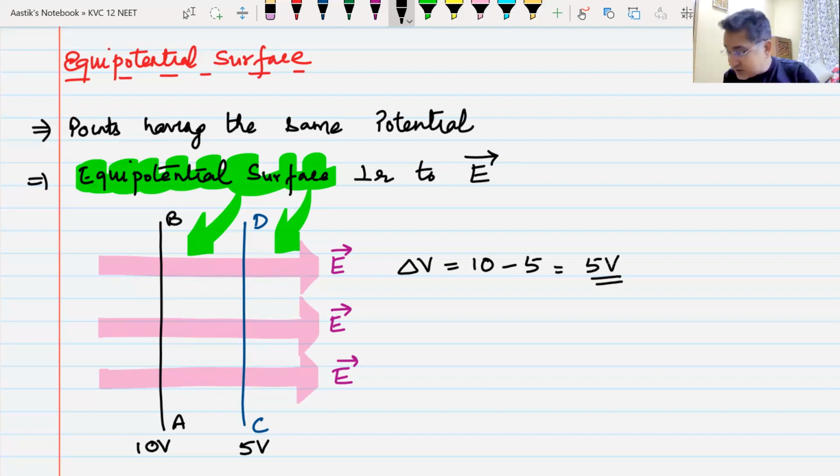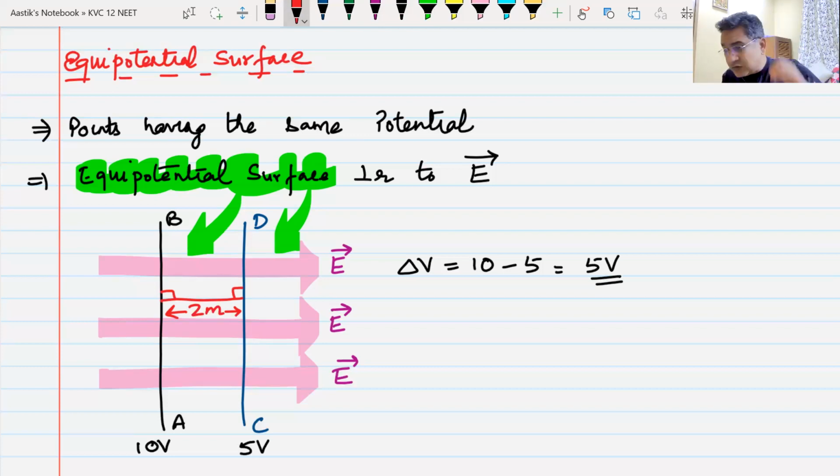Now let us take one more step. I know the potential difference between AB and CD. I will give you one more piece of information: the perpendicular distance. Remember my words. The perpendicular distance between AB and CD is, let us say, 2 meters.